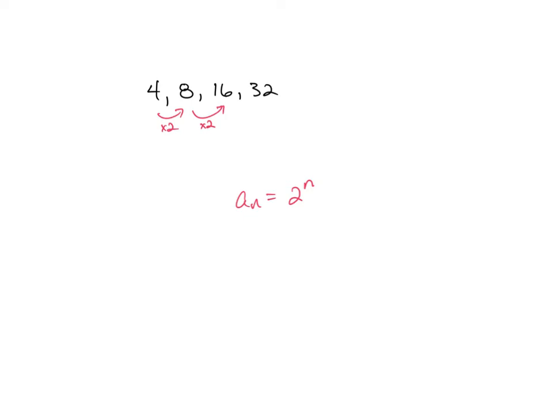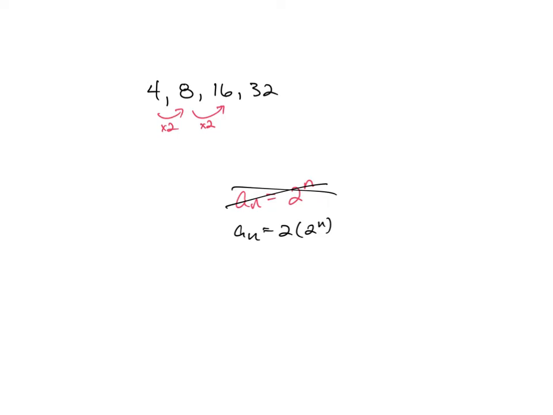Now, if I substitute in 1, I want to get 4. Do I get 4? Nope. What do I get? I get 2. If I substitute in 2, I want to get 8, but what do I get? I get 4. I need to multiply it by 2. Okay, so I want to start talking about that. So my a sub n would end up being 2 times 2 to the power of n. All right, I would give you full credit for that.